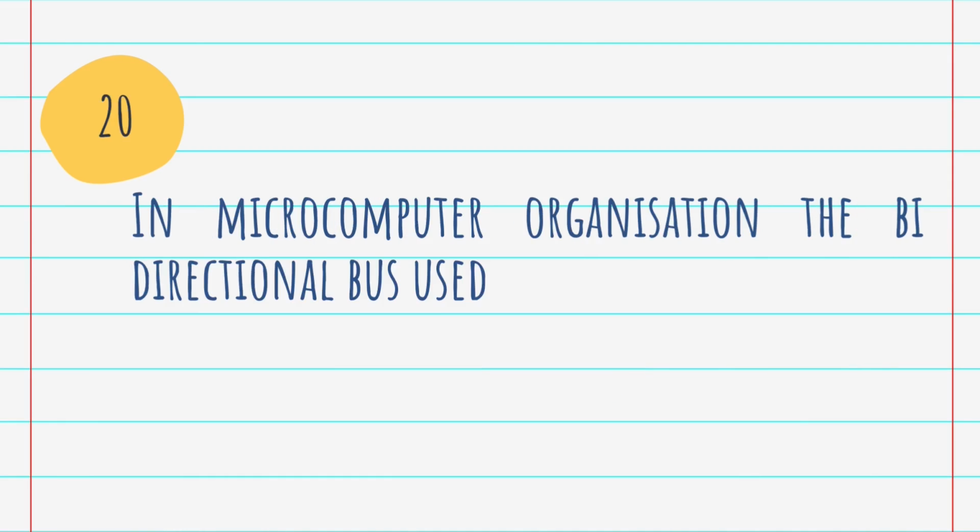Question number 20. In microcomputer organization, the bidirectional bus used. Answer is data bus. Data bus is bidirectional because the microprocessor can read data from memory or write data to the memory. Eventually, control bus is unidirectional.